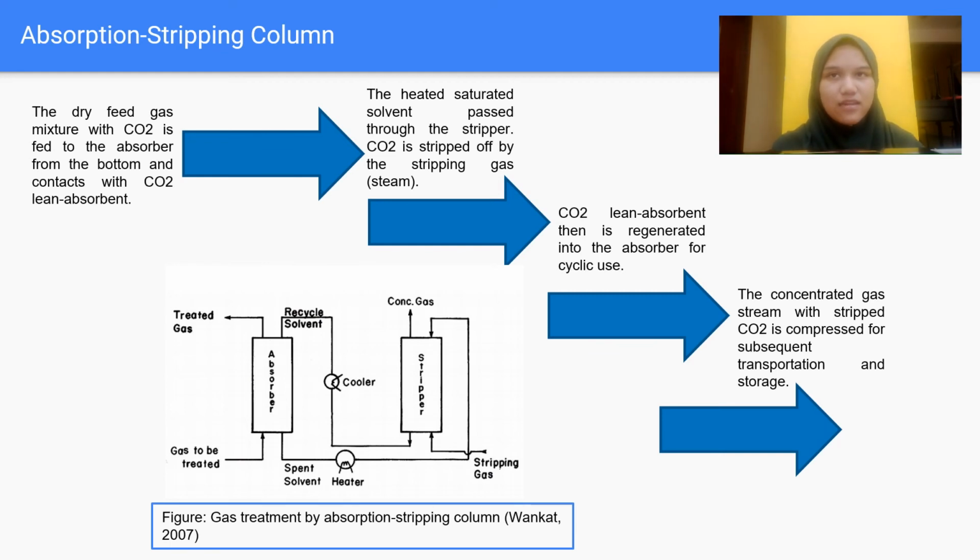Then the heated saturated solvent is passed through the stripper. Carbon dioxide is stripped off by the stripping gas or steam that is fed into the stripper. The carbon dioxide lean absorbent feed stream is then regenerated into the absorber for reuse. The concentrated gas stream with stripped CO2 is compressed for subsequent transportation and storage.